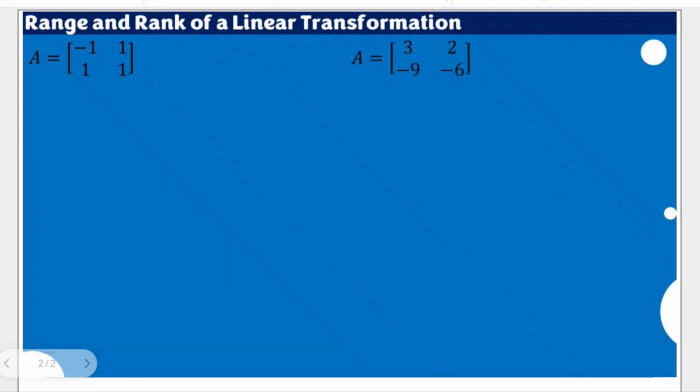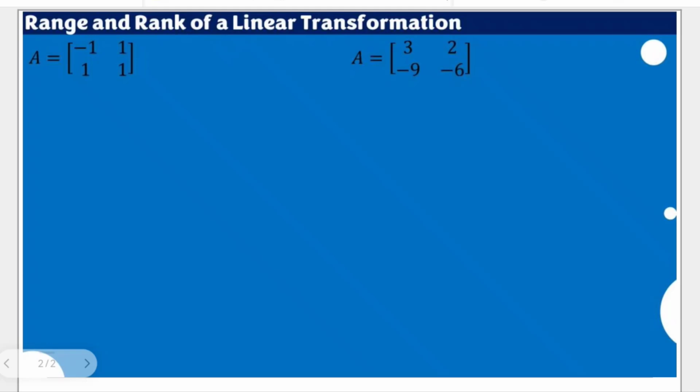The basis of the range of a specific matrix under linear transformation is equal to the column space of said matrix. This is how we are going to solve for the basis of the range for these two different matrices here. And after we're done solving for the basis of their range, the rank, which is considered as the dimension of the basis of the range, will be determined.